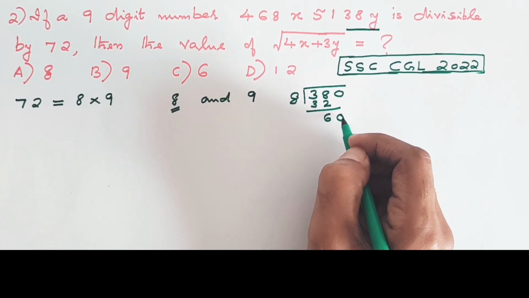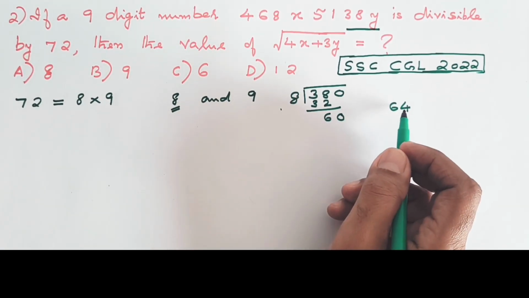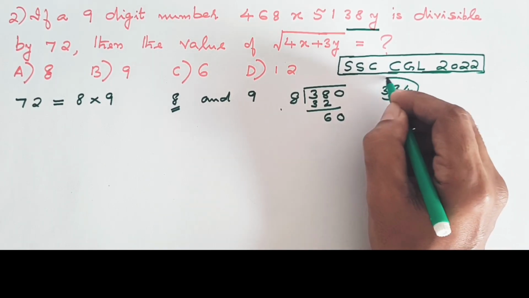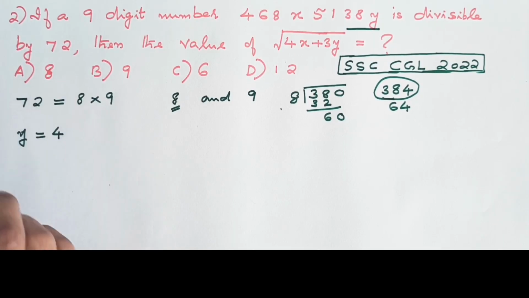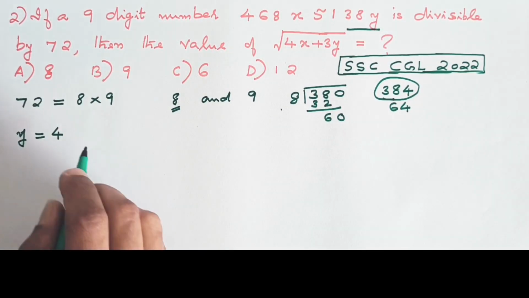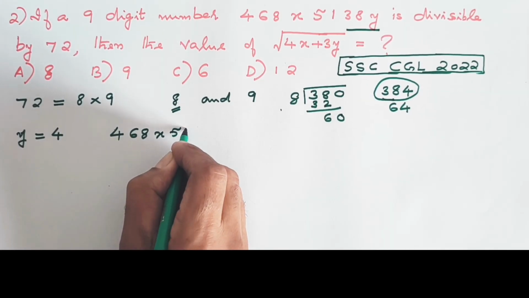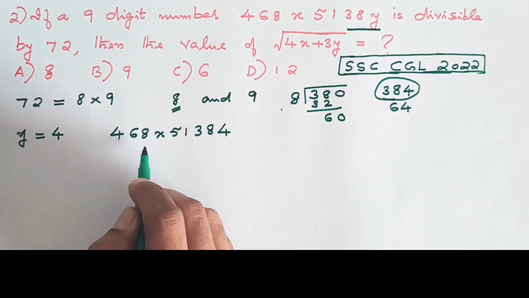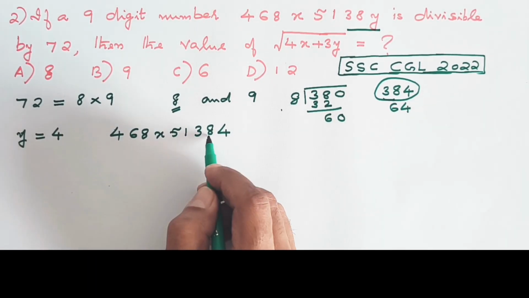And what is the number you should get here instead of 0? If you put 4, you know that 64 is divisible by 8. That implies 384 is divisible by 8, which shows y equals 4. And this is the only value for y. So the given 9-digit number may be written as 468x51384. I'm using 4 instead of y.